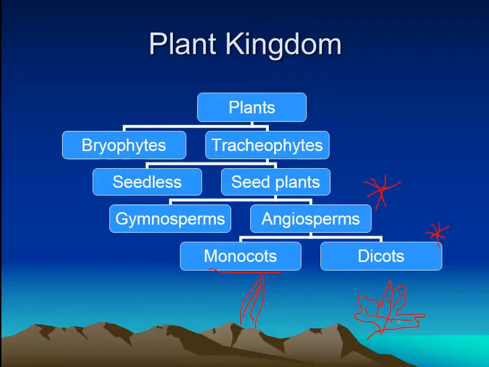There are lots and lots of differences between monocots and dicots. So out of all the plant diversity, angiosperms are the most successful group of plants. And remember, they are the flowering plants, and they have been the most evolutionarily successful on our planet.